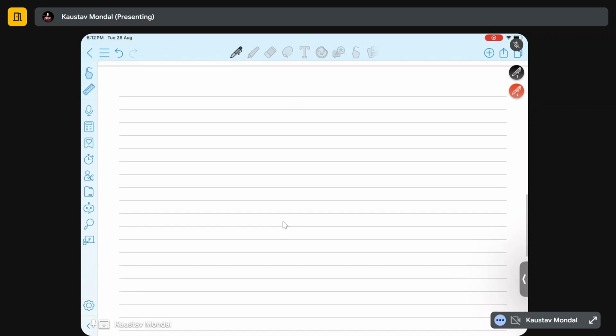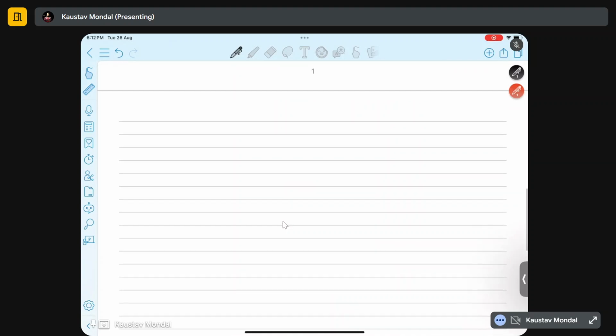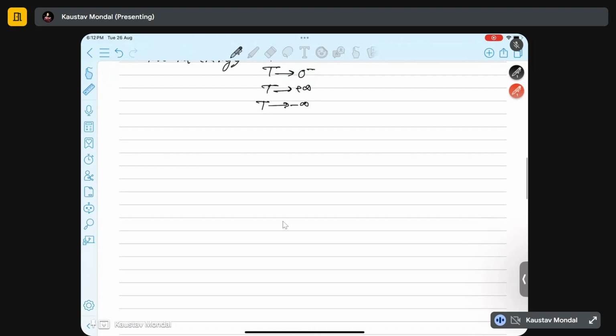Similarly we have also calculated the internal energy at similar limiting values: t tends to 0 plus, approaching 0 from the positive axis, approaching 0 from the negative axis, plus infinity, and minus infinity. For all four cases we have calculated the internal energy, and we get a curve where this axis is kT by epsilon, this is 0.5, and this is the internal energy U. So the curve qualitatively looks like this.